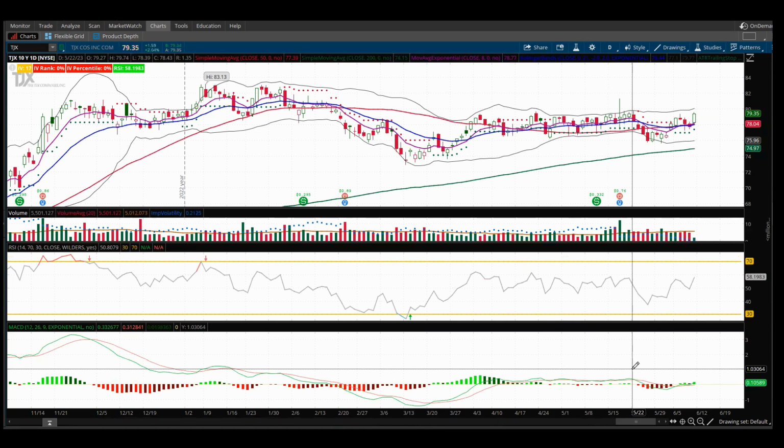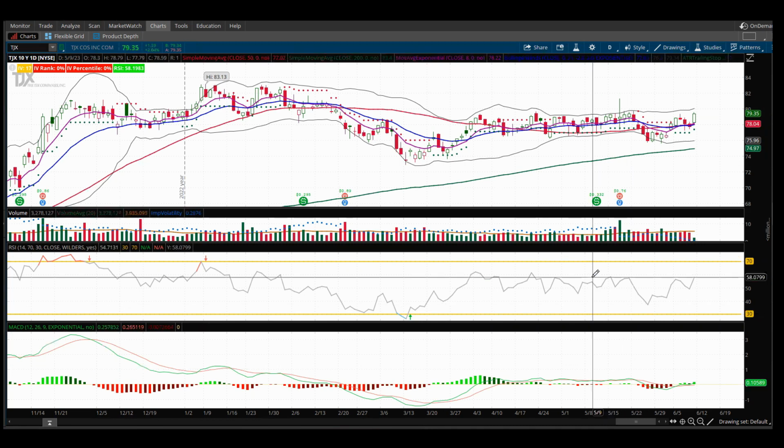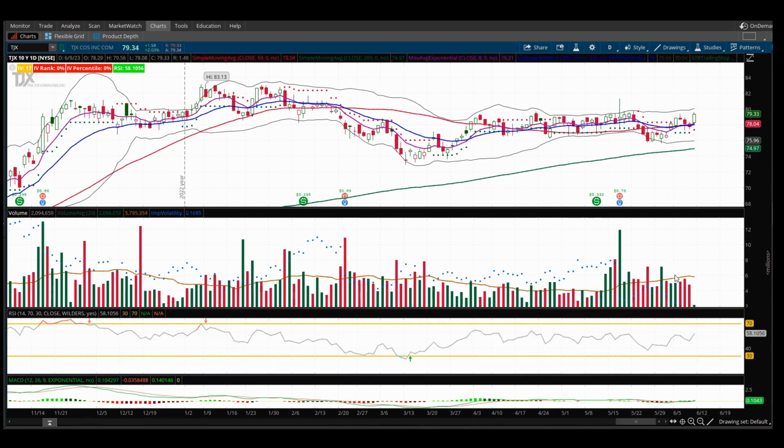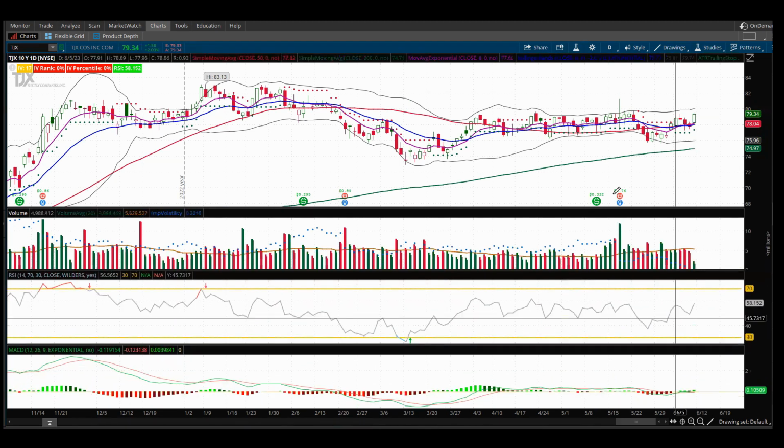That could be a good indication that, okay, maybe now it's time to take some profits. But I very rarely use these. Actually, I don't think I ever really use these to make a decision to get into a trade. If I'm deciding to get into a trade, it's always based on price, the moving averages, trend lines, breakouts, and then combined with the volume.